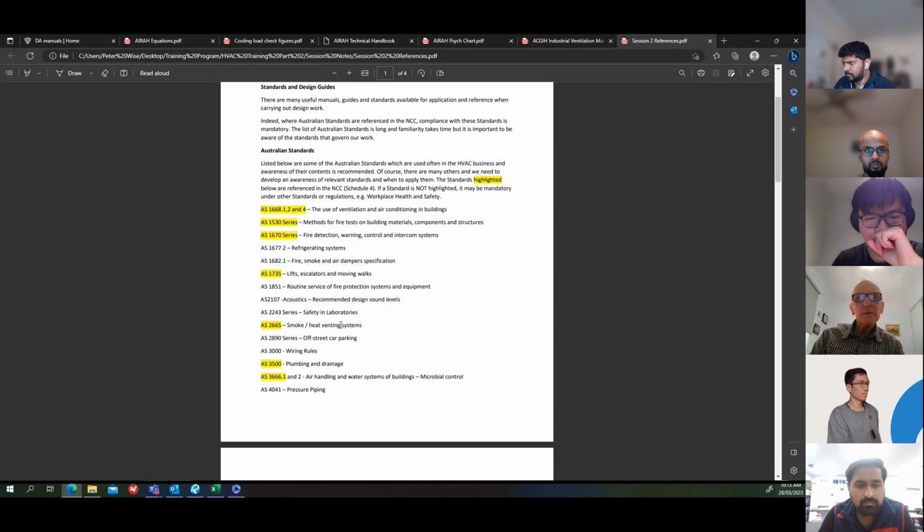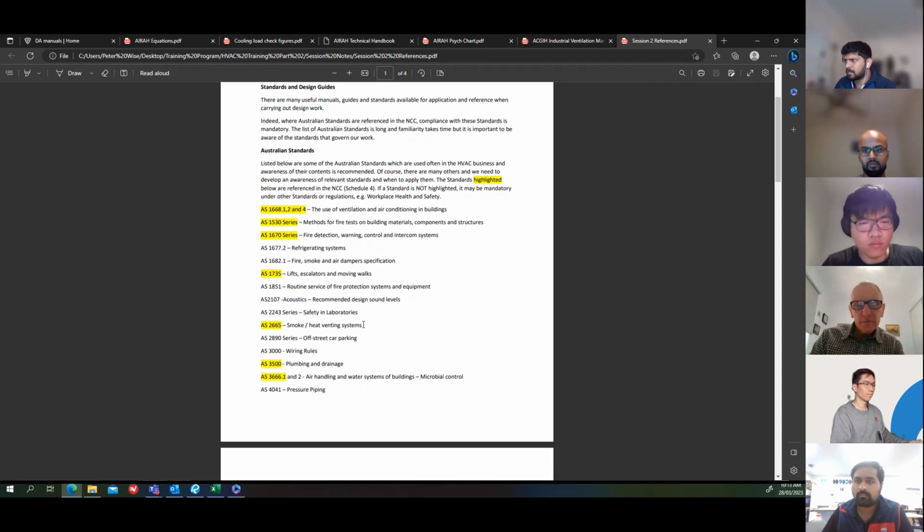AS 2665, smoke and heat venting systems. This is not used very often, but it is an option in the NCC. If you've got a hot layer smoke exhaust system required, then quite often it'll say you can use a smoke and heat venting system. I have done this in the past on large warehouses. Rather than have a smoke exhaust system with ductwork everywhere, you can use these smoke heat venting systems.